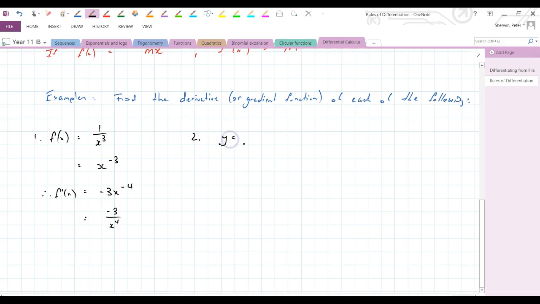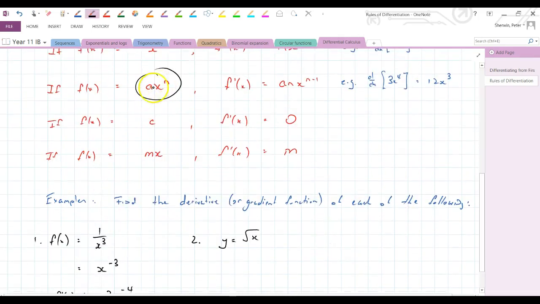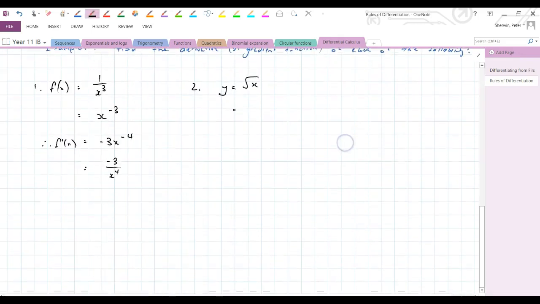Okay, example 2. Let's say y equals the square root of x. So again, let's get it looking like this with a power there. Can't have this square root of x business. Let's write it as x to the half. Hopefully you remember that. Alright, so now I'm ready to derive. I can't just write equals the derivative because that wouldn't make sense. I'll write dy/dx or y dash equals.